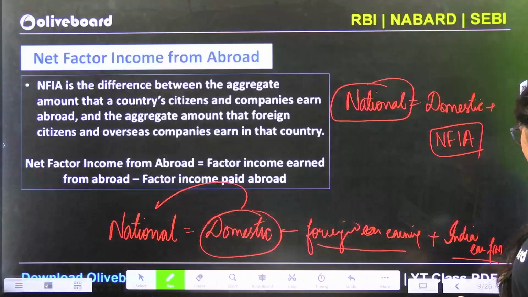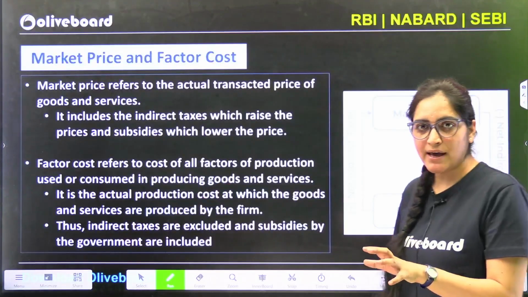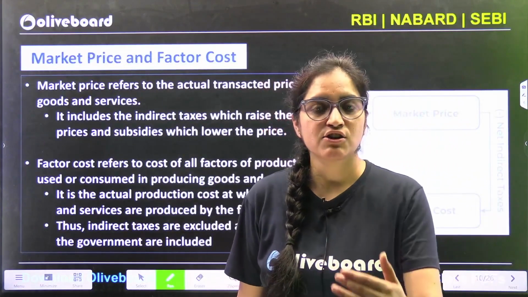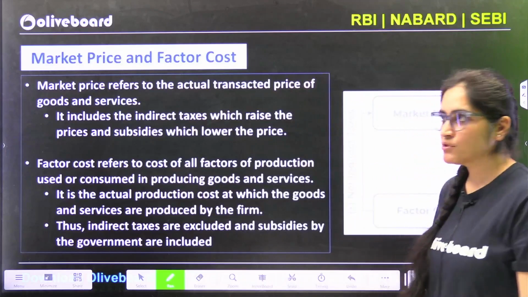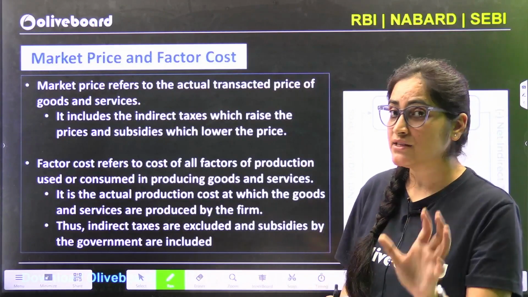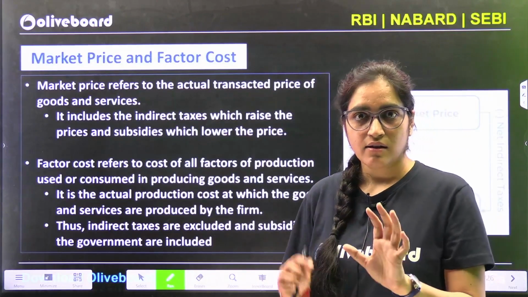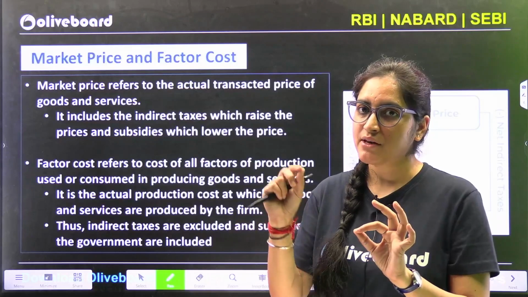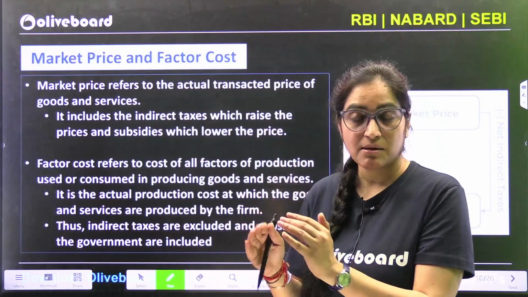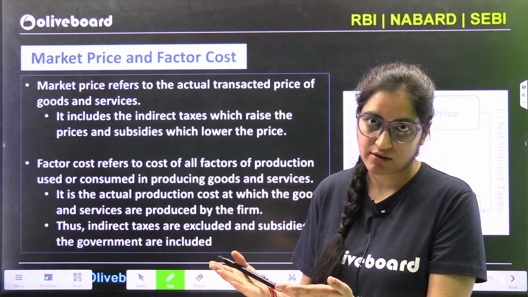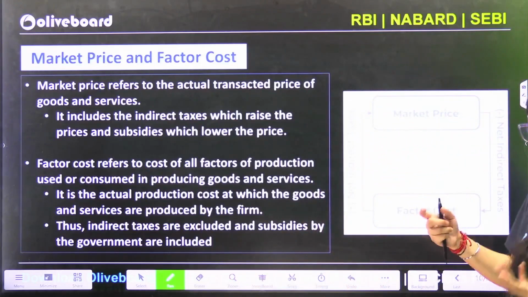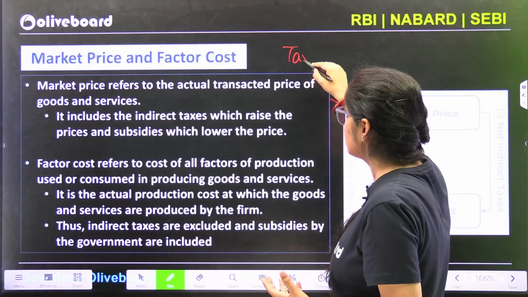Moving ahead, let's see what is this market price and what is this factor cost. See guys, whatever price I am paying for a particular product, let's suppose I went to the market and purchased a packet of Parle-G. That Parle-G might have cost rupees 10. The MRP might have been rupees 10. So 10 rupees is the market price, the price at which I have bought that product. Certainly, MRP or the market price comprises your taxes.